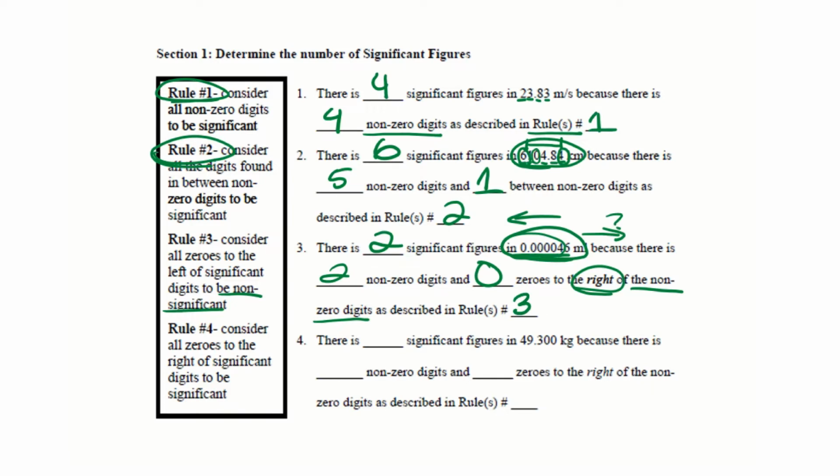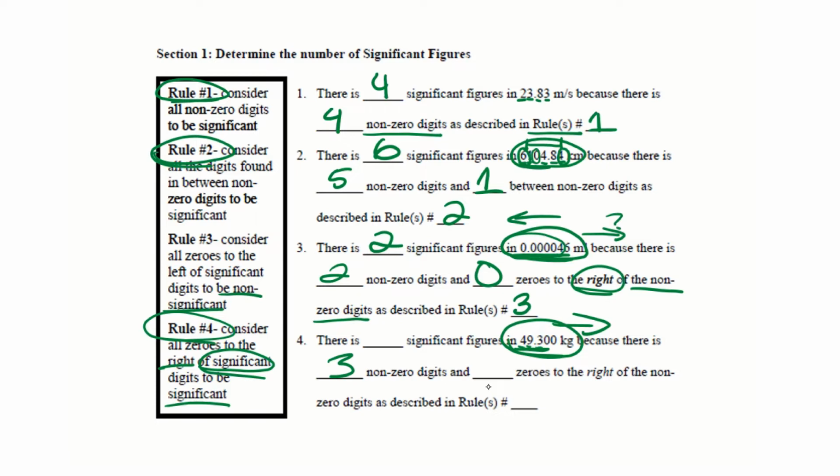Okay, rule number 4. Consider all zeros to the right to actually be significant. So all of the zeros that are to the right of those significant digits are also significant. So let's look at the example. They give you 49.300 kilograms. That's the value. Now we know that the non-zero digits are significant. So I have 3 of them. But then I have 2 zeros. And I know based on rule number 4 that any zeros that are to the right of significant figures are actually going to be significant as well.